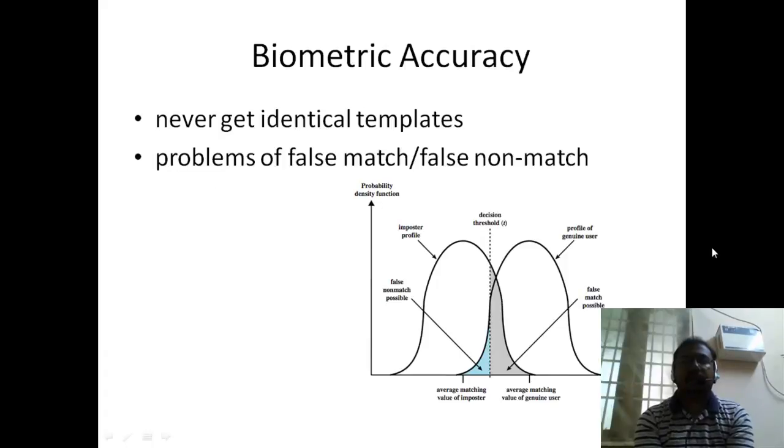So how do you see the biometric accuracy? You never get identical templates. It's the most accurate one, because you cannot take out a similar fingerprint. Each one has a unique fingerprint.